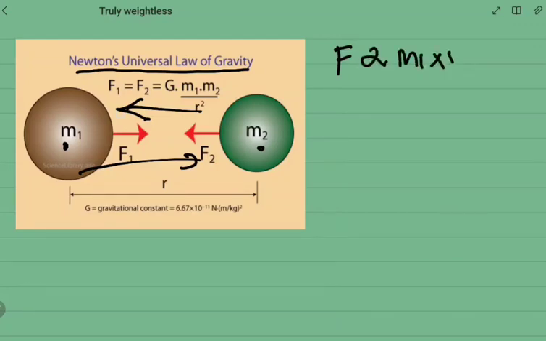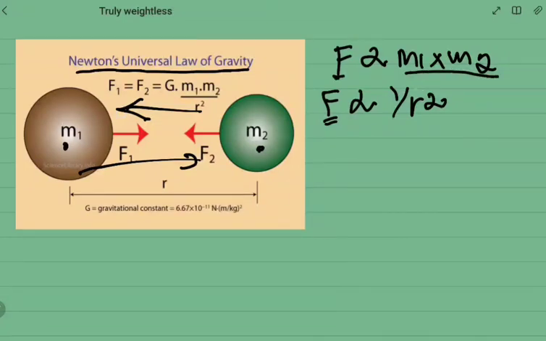So mass 1 times mass 2. And the same force is also inversely proportional to the square of the separation, the center to center distance r. So as the center to center distance is larger, the force exchanged by the two masses decreases, and vice versa. And as the product of the two masses is larger, the force exchanged by the two masses is larger too, and vice versa again.